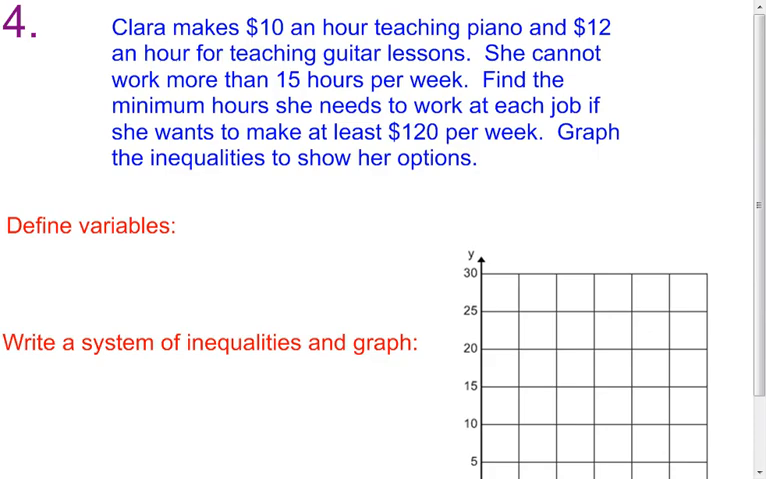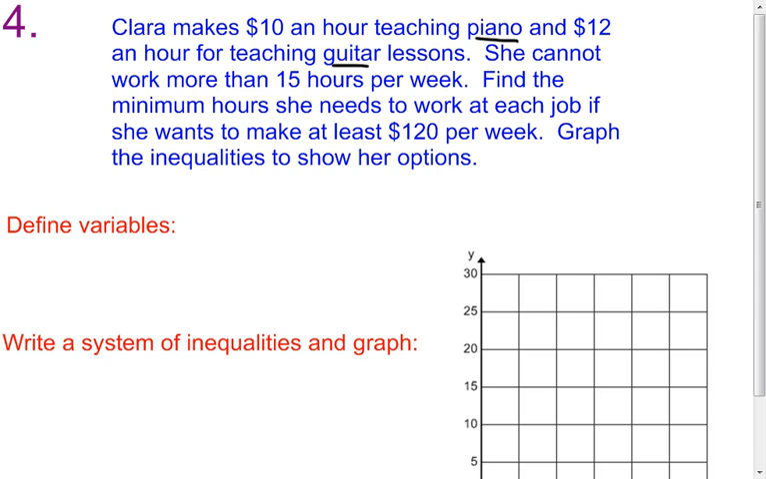All right, in the next problem, we are talking about Clara. Clara makes $10 an hour teaching piano. I have to just change this here. She makes $10 an hour teaching piano and $12 an hour teaching guitar. Okay, so we've got two things going on, piano and guitar.